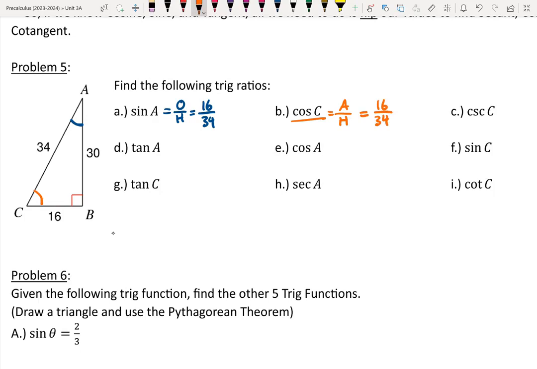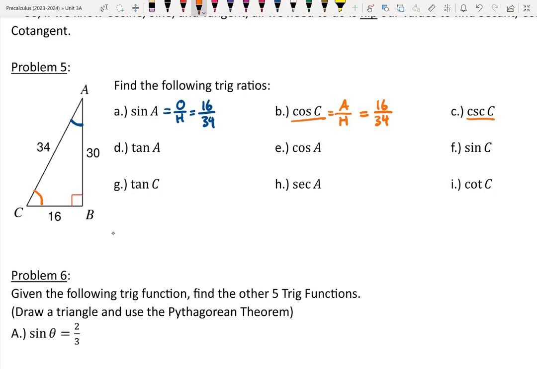Which, notice, is the same value as sine of A. They actually are equal to each other. That's a property of complementary angles. Well, I have cosine of C. Let's see if we can find its reciprocal, secant of C. Do they ask for secant of C? I see a secant, but that's secant of A. No secant of C, but secant would be 34 over 16.